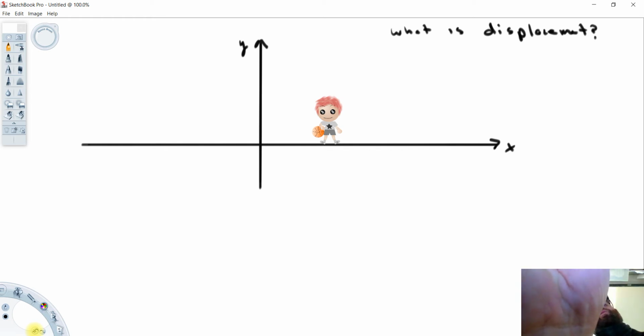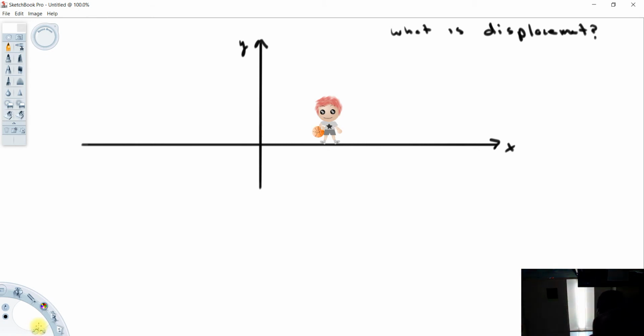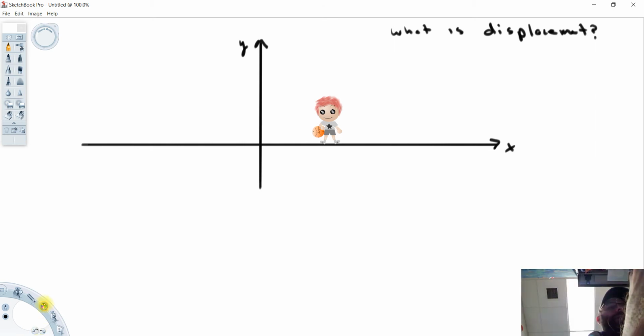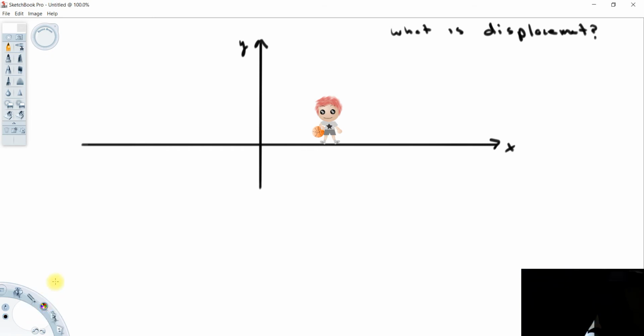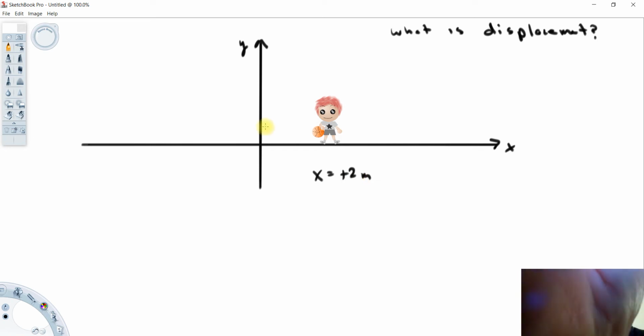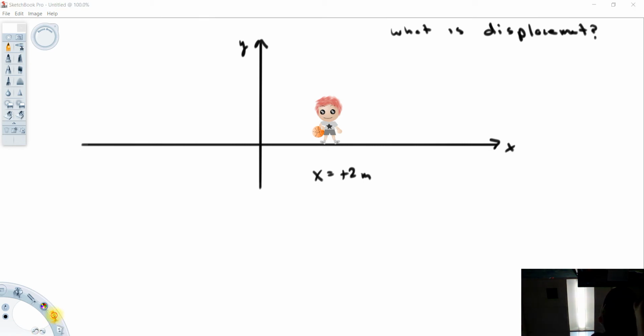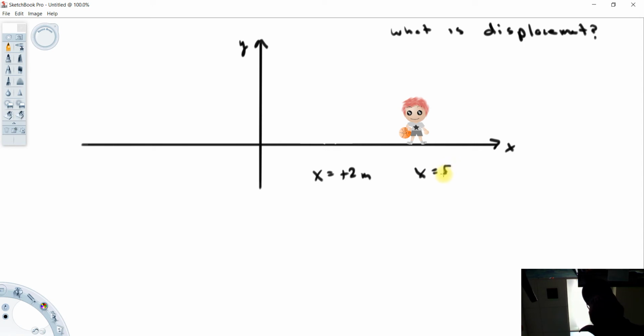So we're just going to talk about what happens as Timmy moves back and forth here in a one-dimensional sense. So we would describe where he's at with an x coordinate here, which basically would be this distance here. So we're going to imagine that Timmy starts out here at x equals plus 2 meters, meaning that Timmy is 2 meters to the right of our origin. Now we're going to imagine that Timmy walks over to here and ends up at x equals 5 meters.